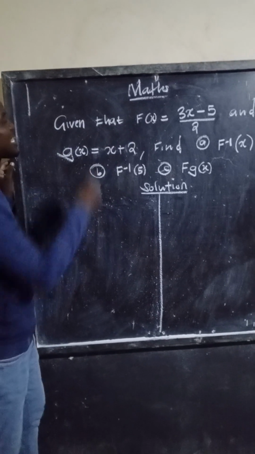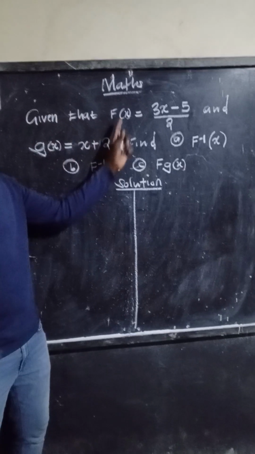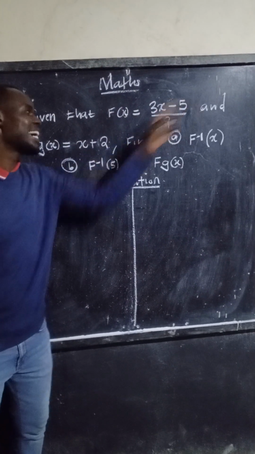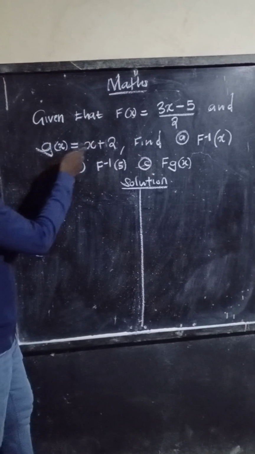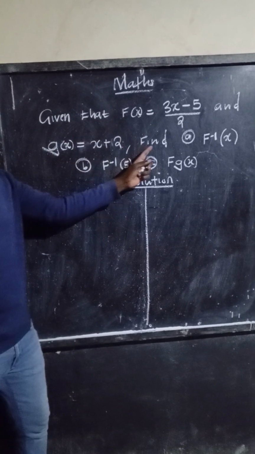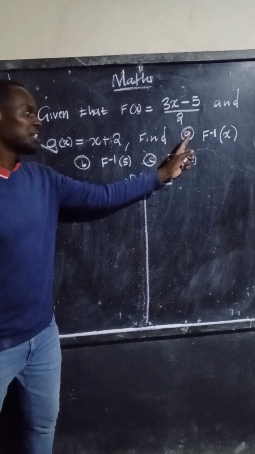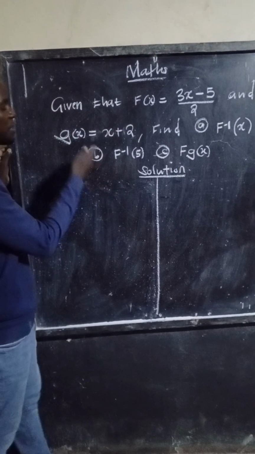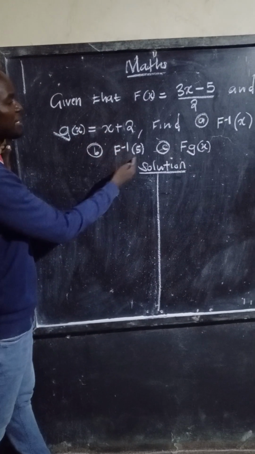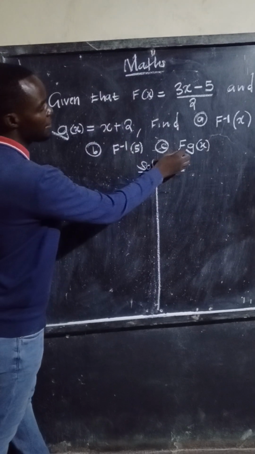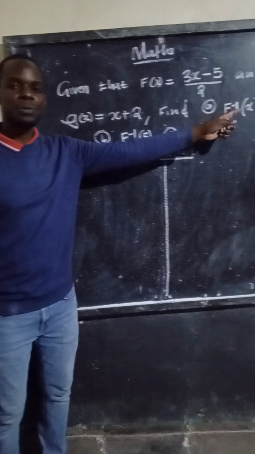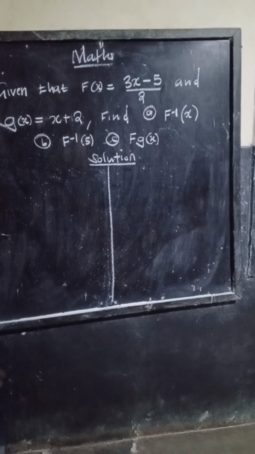The question states, given that f of x equals 3x minus 5 over 2, and g of x equals x plus 2. Find question A, f inverse of x. So I'll be solving the question. Then the second question, which is question B, f inverse of 5, and fg of x. I'll start by solving the first question, which is the inverse of a function.